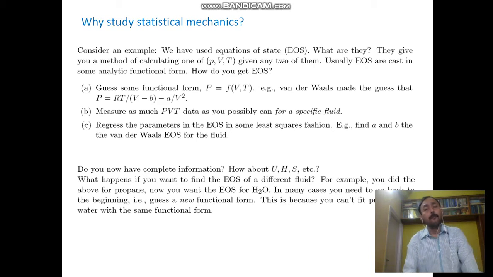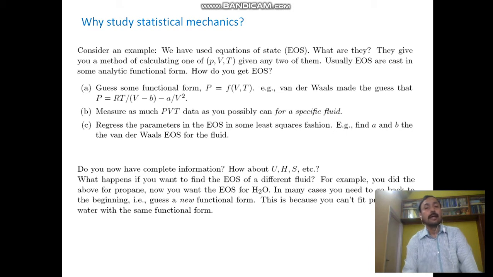Do you now have complete information? How about U, that is internal energy, H, enthalpy, the heat, and S, the entropy? What happens if you want to find the EOS of a different fluid? For example, you did the above for propane. Now you want the EOS for H2O. In many cases, you need to go back to the beginning.